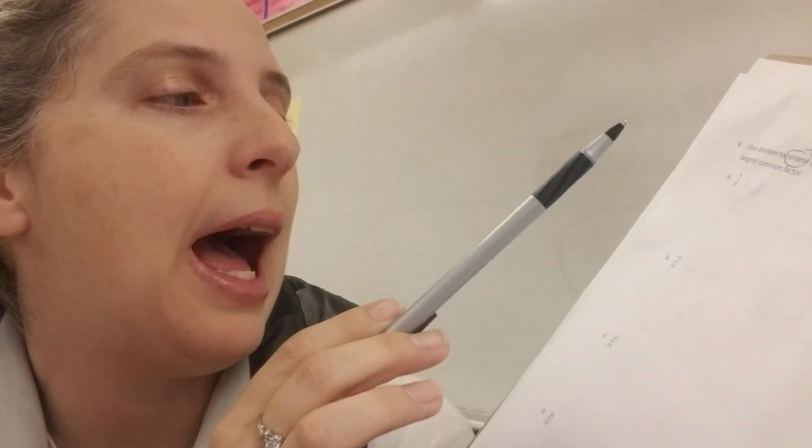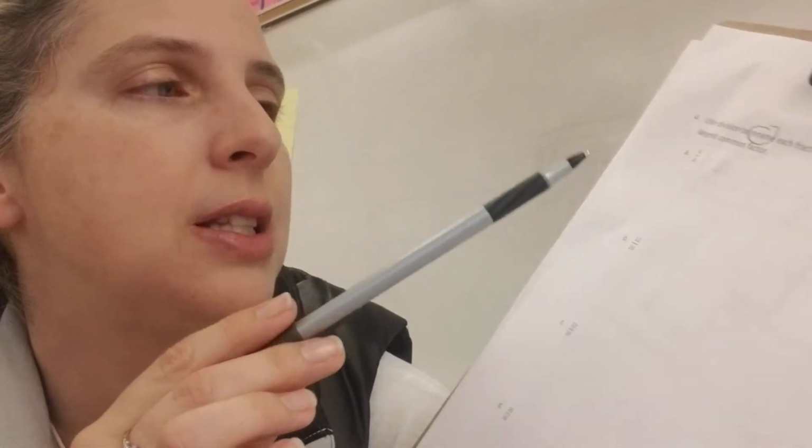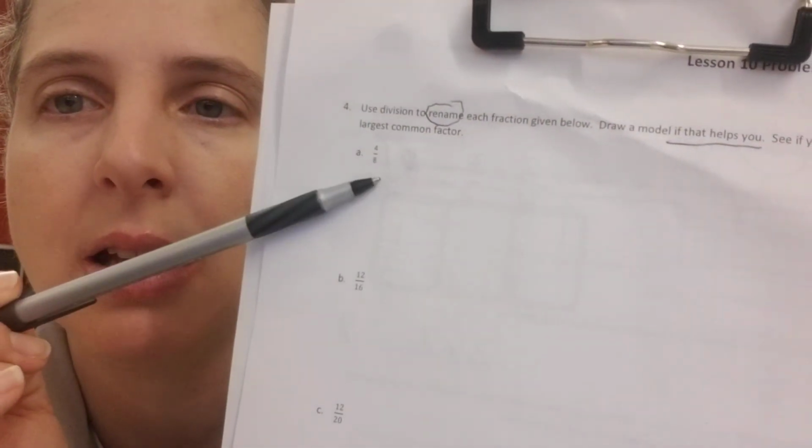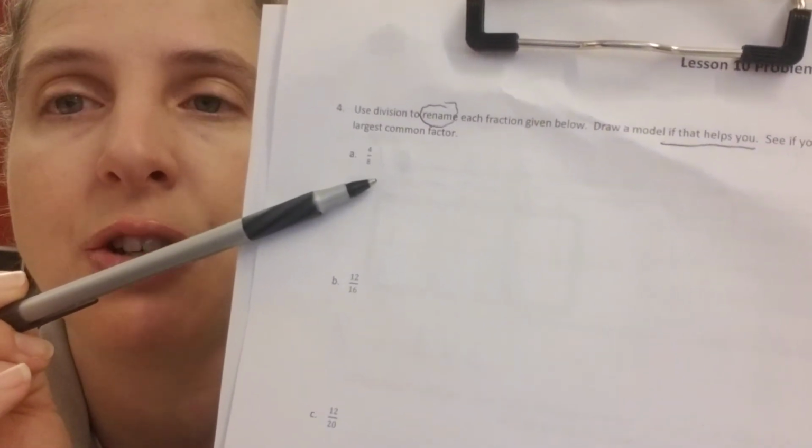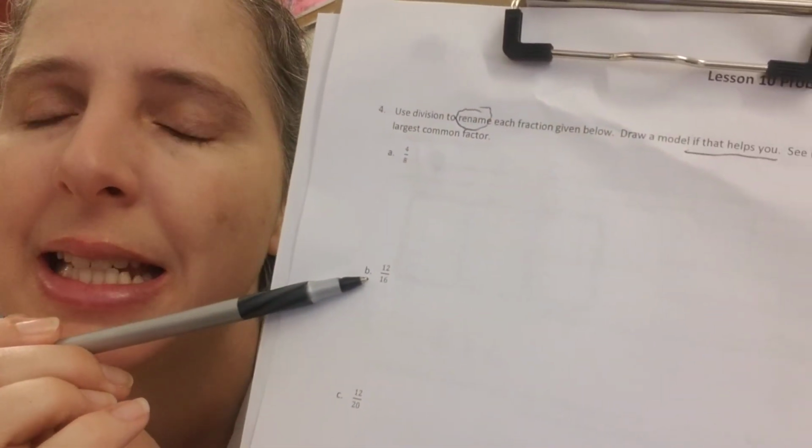So let's look at each of these. Can 4 go into 8? Yes, so that's your factor. You can do that one. Look at B. Can 12 go into 16? C. Can 12 go into 20? D. Can 16 go into 20? So that means we have to write out the factors.